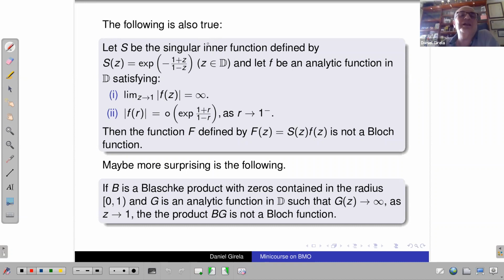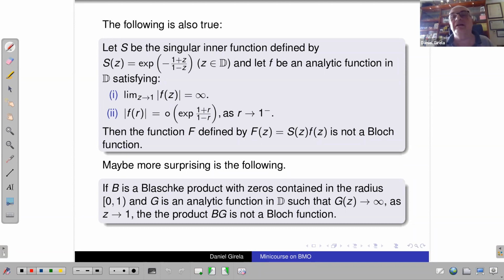Then I was thinking a little bit, and then I was able to prove that if we have the singular inner function with point mass here, so S(z) equals the exponential of -(1+z)/(1-z), and we take any function f, we satisfy this. And let's say that the function log of 1/(1-z) satisfies, of course, these two conditions. So if we take the product of this function log of 1/(1-z) times this singular inner function, then we get also that this function is not a Bloch function.